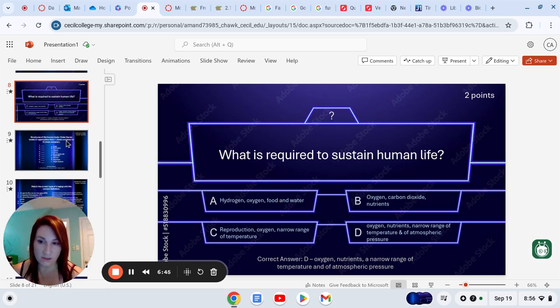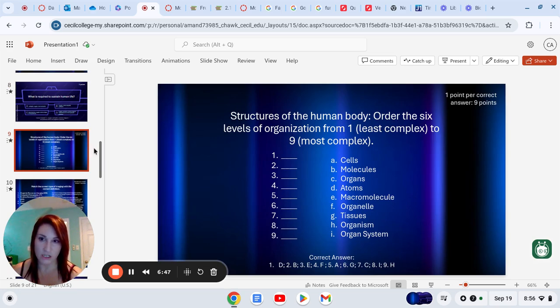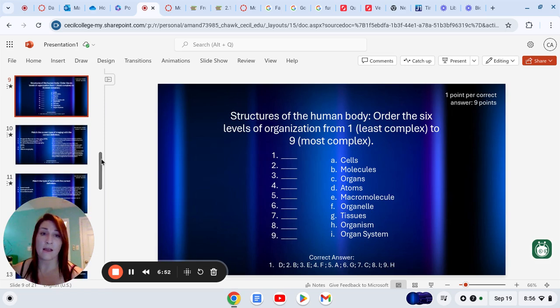The next one is a matching. It's an example of the matching. It's more difficult. So it's the structures of the human body. And I already fixed this slide once because I put order the 6 levels of organization, and I should have made it 9, order the 9. So my apologies. I'll fix it before I turn my presentation in for good. I thought I fixed all my mistakes, but I didn't.